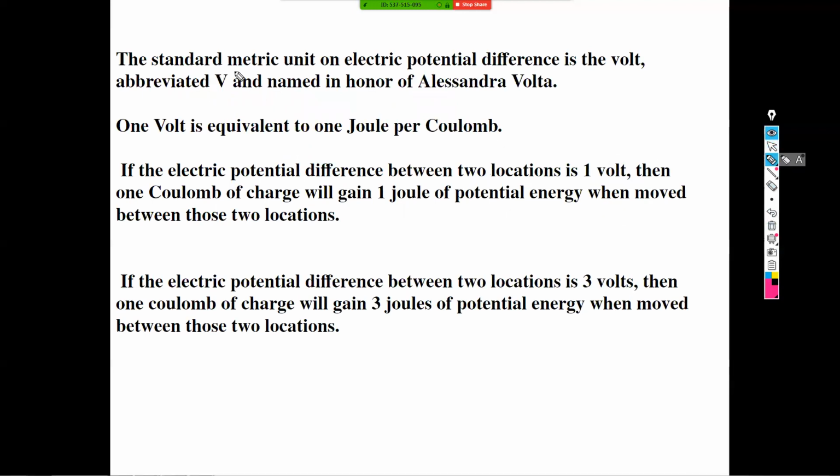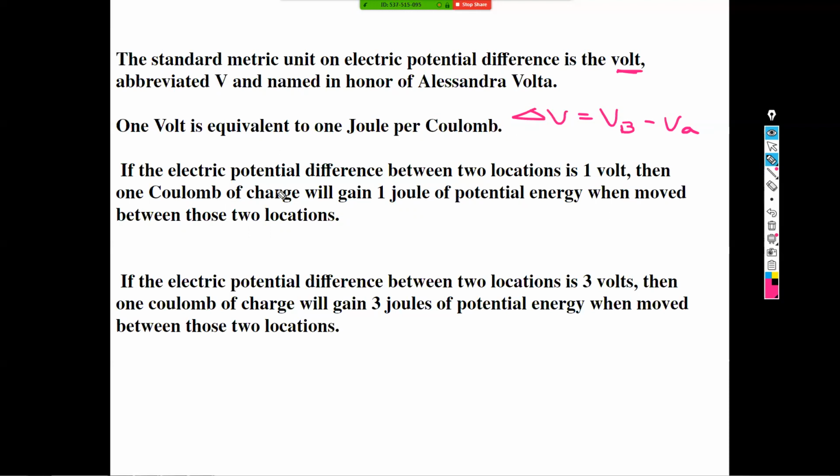The standard metric unit we use for potential difference is the volt. In a couple of lessons, we'll get into this term voltage. They are very closely related. It is capital V, and it is in honor of Alessandro Volta. 1 volt is equivalent to 1 joule per coulomb, which shouldn't be too off the wall for you if you look at the equation. It's the difference in potential, and potential was joules per coulomb. So if you're just looking at the difference, the units aren't going to change.